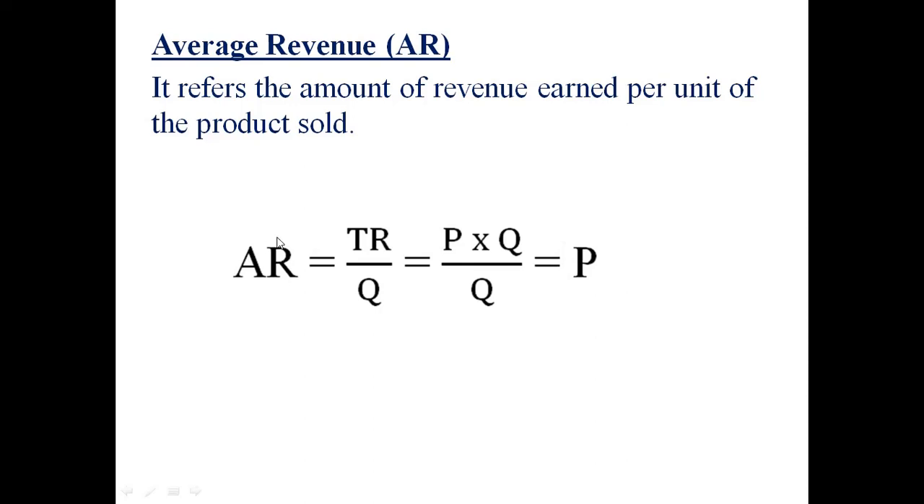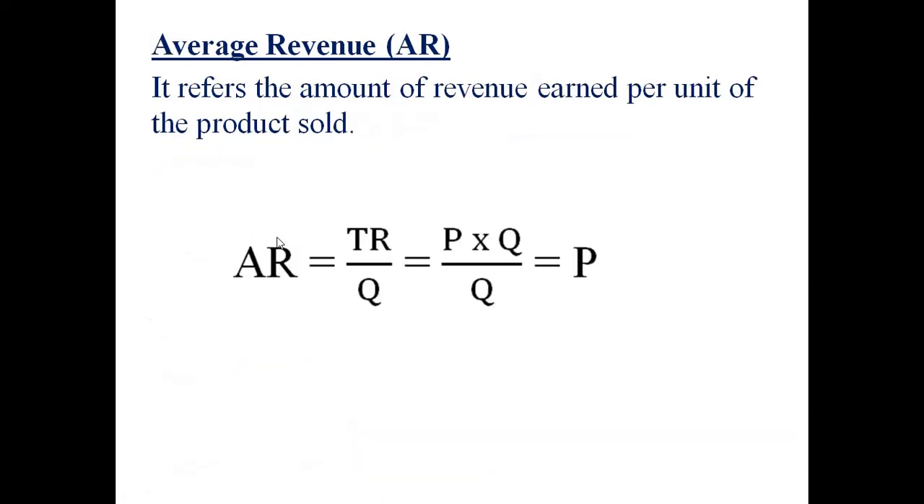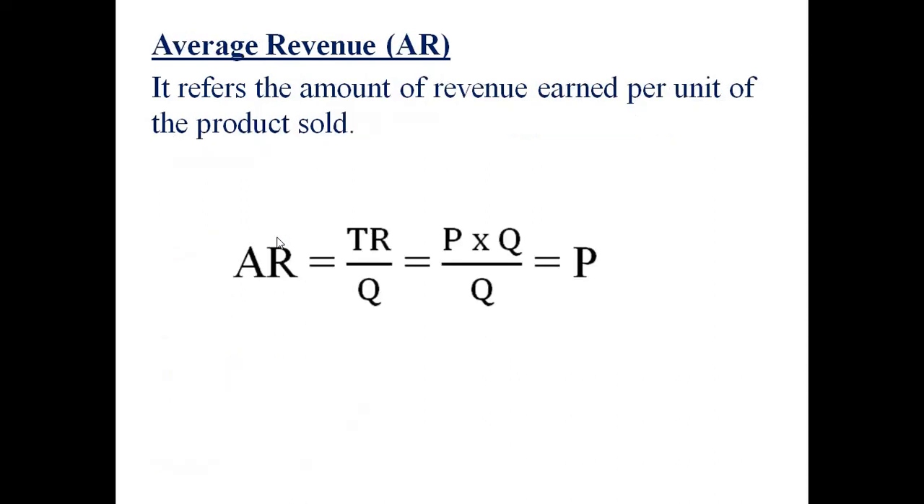In the example I gave, the total revenue was 6,000 and the quantity sold was 600. So how much will you get? Average revenue is 10. And what was the price per unit in this example? It was 10. So average revenue and price are the same.